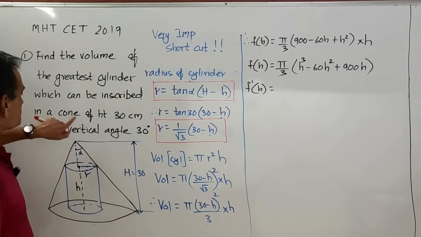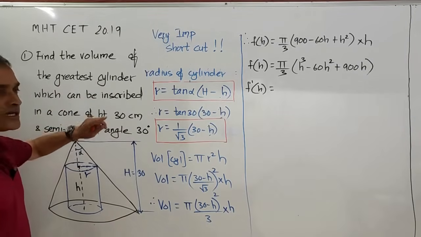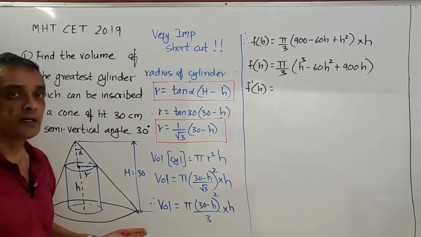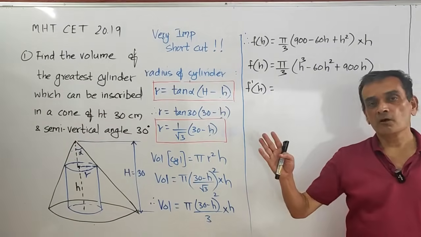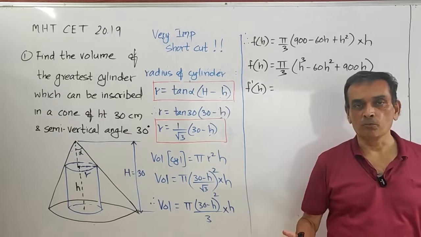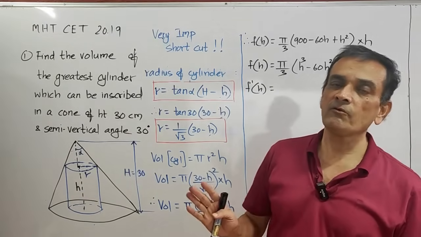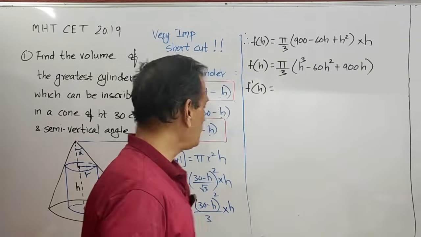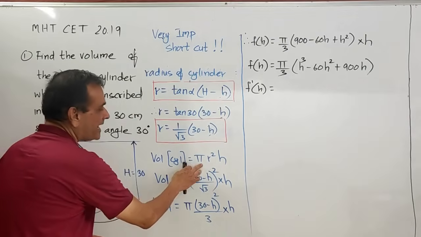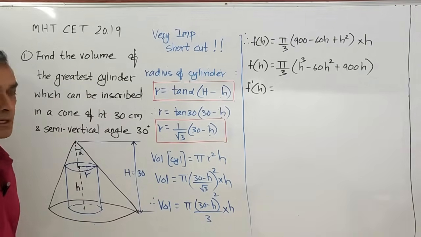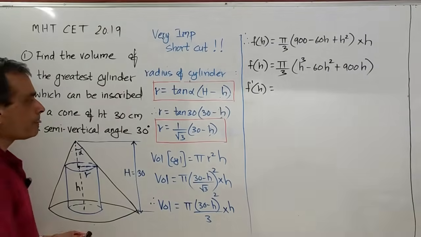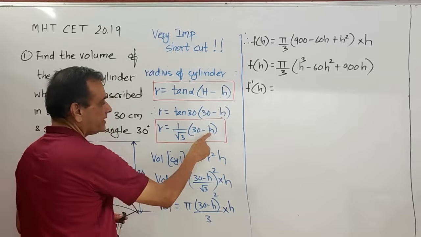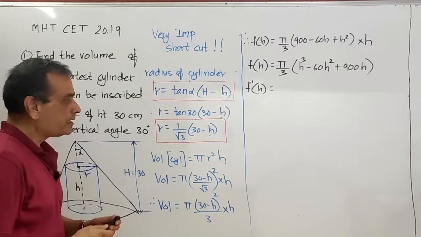Why? Because volume of the cylinder should be the largest. Largest cylinder पूछा है ना? उसका meaning क्या है? Area नहीं. Largest cylinder means cylinder of maximum volume. So that's the reason that we write first the formula for volume of cylinder, pi r squared h. Substitute the value of R. What is the value of R? 30 minus h into 1 upon root 3.